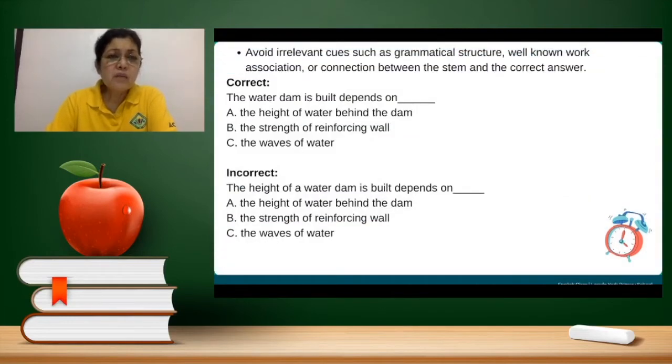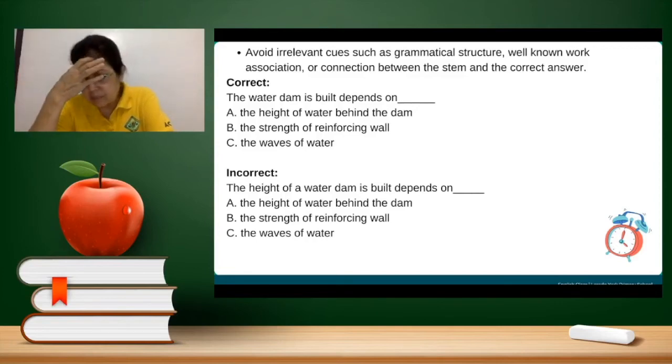Avoid irrelevant cues such as grammatical structure, well-known word association, or connection between the stem and the correct answer. Now, the example: the water dam is built depends on only the height, the water behind the dam, the strength of reinforcing the wall, or the waves of the water. It will become incorrect if you just included the term height. The height of a water dam is built depends on the height of the water behind the dam, which is definitely, you've got already the connection on it. We have seen already the connection between the stem and the correct answer.